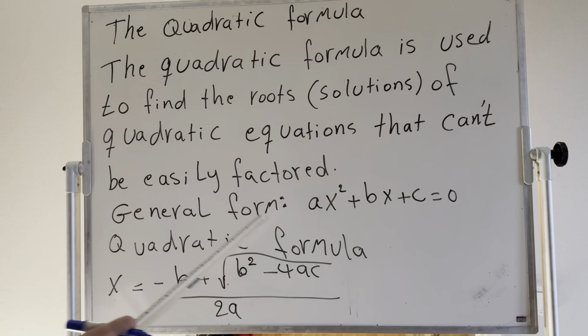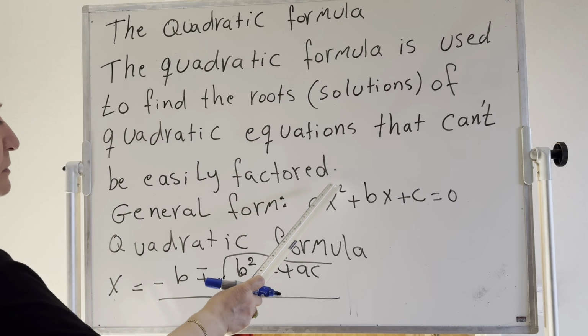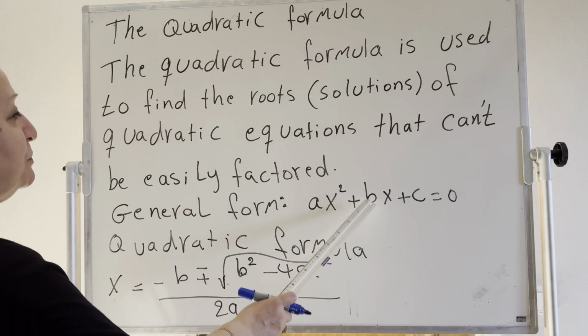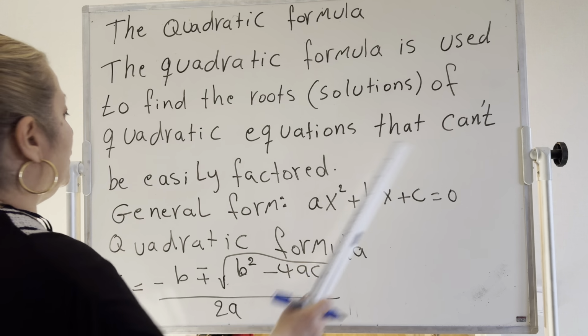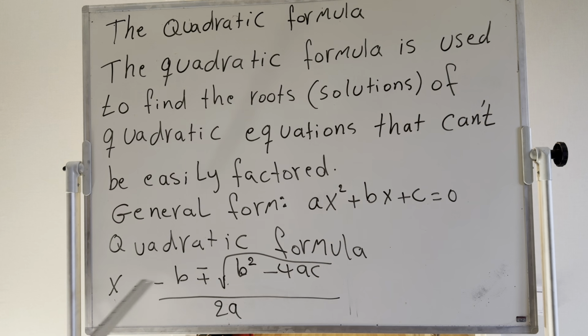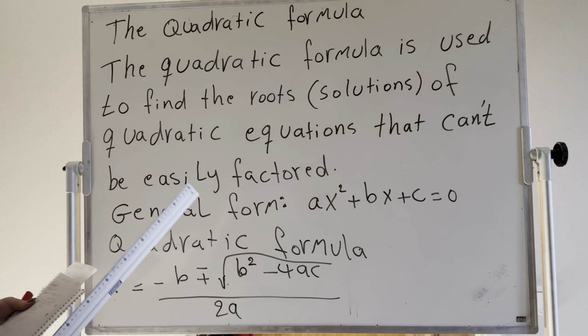General form: a times x squared plus b times x plus c equals 0. Quadratic formula: x equals minus b plus or minus the square root of b squared minus 4ac, divided by 2a.